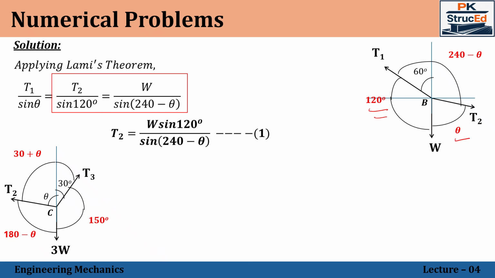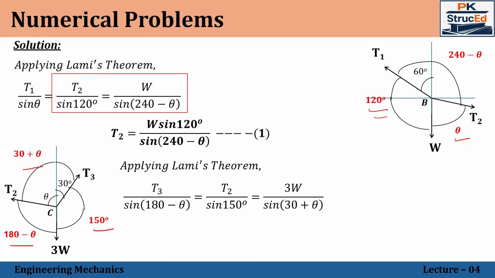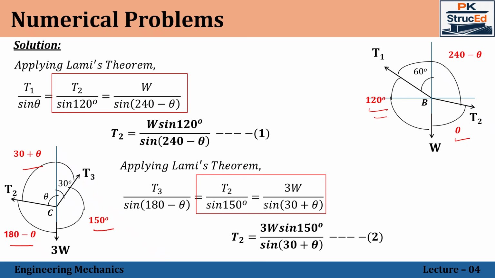Again applying Lami's theorem, T2 divided by sine 150 degrees will be equal to T3 divided by sine (180 minus theta), which will be equal to 3W divided by sine (30 plus theta). So substituting these values, again we need to equate any two conditions. In the previous case we equated T2 with W. Let me go with the same case, T2 with W, so that you get a relationship for T2 in terms of W. Let me put this as equation number 2.